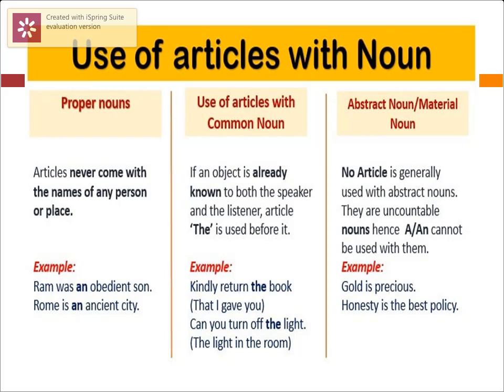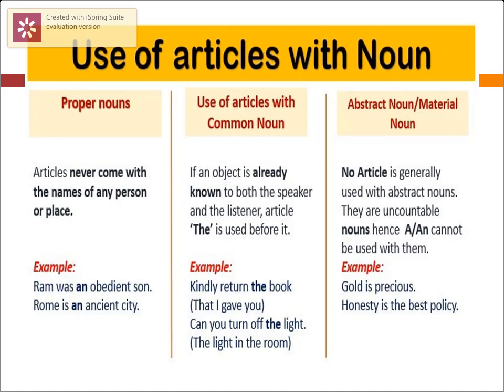Okay, we have now understood that articles are used before nouns. Let's look at some cases of how we use the articles before nouns. For example, in case of proper nouns, we never use any article before the proper nouns or the names of people or places. For example, Ram was an obedient son.